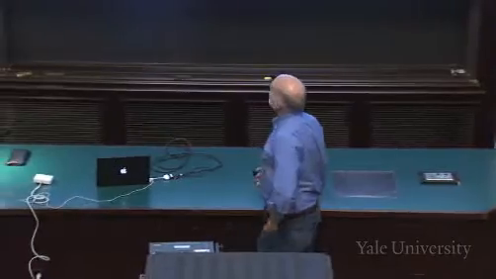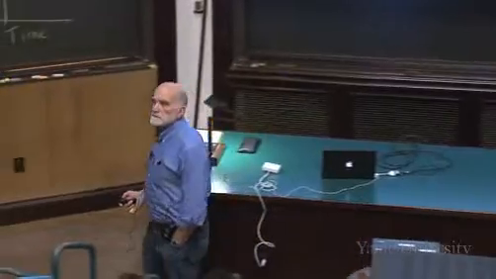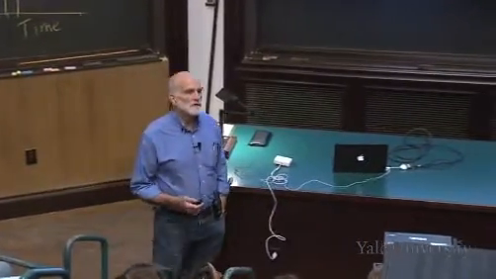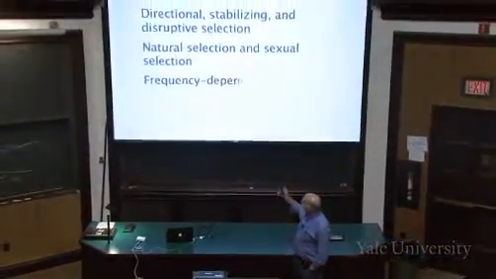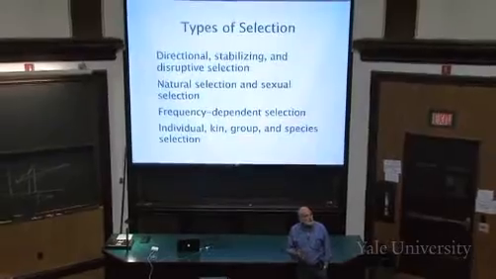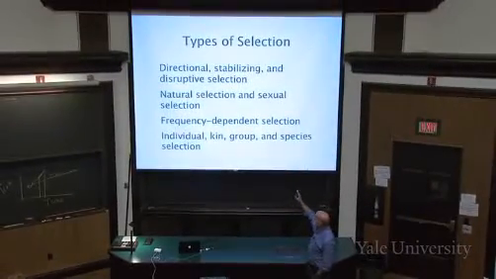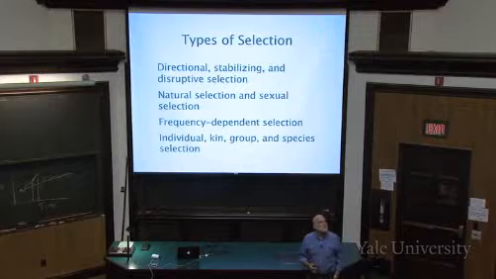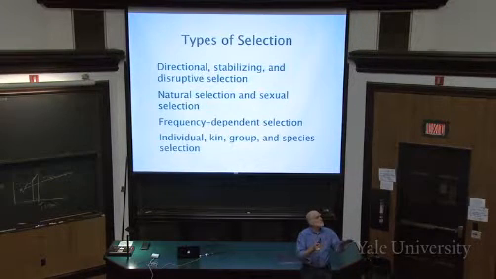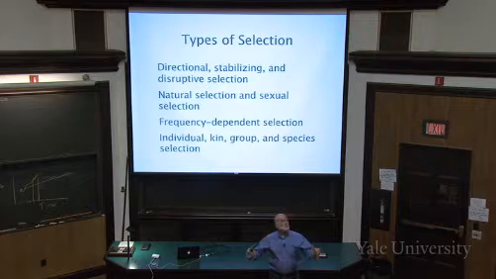Kinds of selection. Now we go through another one of these vocabulary building exercises. I'll try to illustrate a few of these, but I just want to get these words out there, and I want to get them into your minds so that you can start to think about the fact that natural selection comes in lots of different flavors. We can talk about directional, stabilizing, and disruptive selection, natural and sexual selection, frequency-dependent selection, and then selection acting on individuals, on kin, on groups, and on species. So each of these is cutting the selection cake in a different direction. But it is all of these different things.